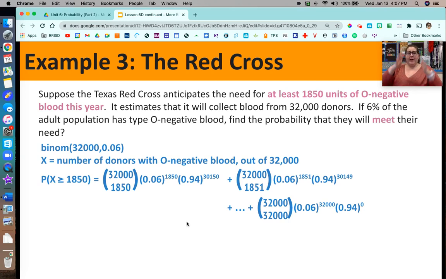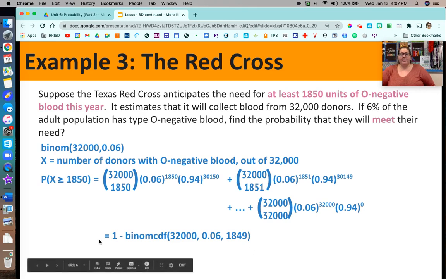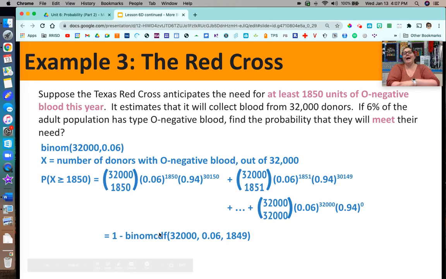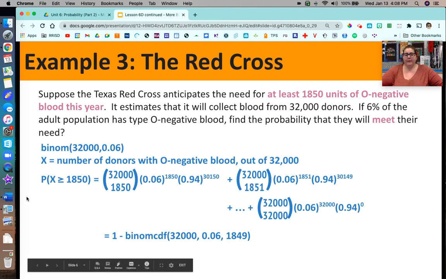So if in my final answer I want 1,850 or more, that means I don't want 1,849 or less. So what I'm going to type in my calculator is binom CDF cumulative, where 32,000 is the trials, 0.06 is the probability of success, and 1,849 is my x value. This will give me the probability that they will get 1,849 units of O negative blood or less, right? And then once I have that, I can do 1 minus that, and that will leave me with the probability that they have 1,850 or more, which is what they want, right?